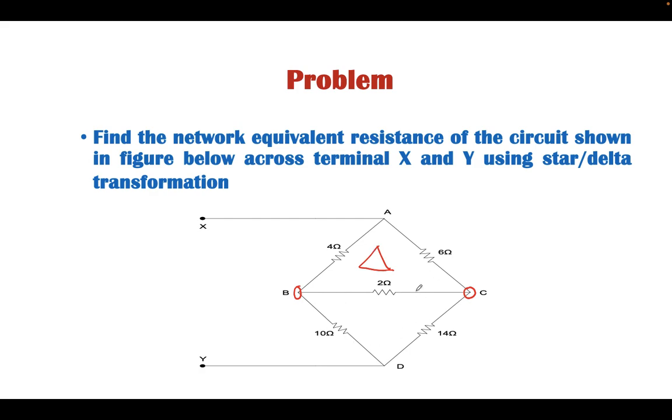This network connection is neither in series nor in parallel, and hence if we can convert this delta to its equivalent star, then this network can be reduced. If it is a delta, this delta can be reduced to an equivalent star across terminals A, B and C. Then the network will be this. This is the equivalent network.